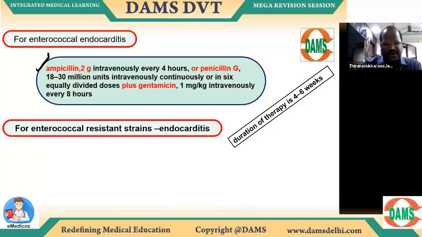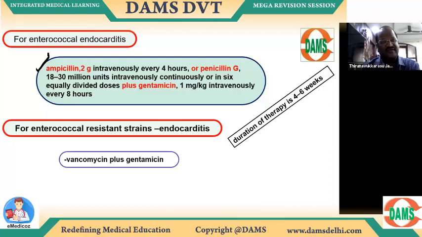For an enterococcal resistant strain, suppose the organism is resistant to beta-lactam drugs, in this case what can we do? We can go for vancomycin plus gentamicin. If they are resistant to beta-lactam antibiotics, better to go for vancomycin along with gentamicin.